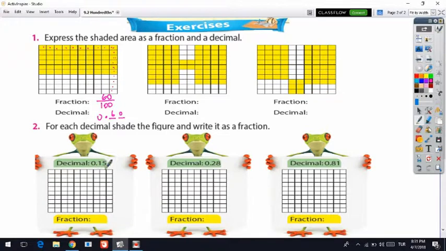Question 2. We have a decimal number, for example 0.15 or 15 hundredths. How can we figure and shade it? Okay, is there any whole number? No, it is 0. But we have the chosen number, that is 15. Now we color 15 of them. 1, 2, 3, 4, 5, 6, 7, 8, 9, 10, 11, 12, 13, 14, and 15.